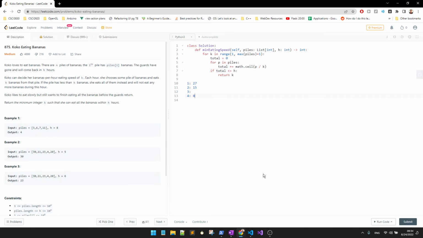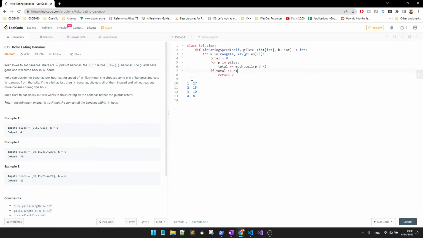This one, I believe, what is it, 8? I don't even know. It doesn't really matter what the numbers are. The point is they get smaller as the K goes up, right? If you're eating 4 bananas per hour, it's going to take you less time to eat any given pile. Well, a pile that's greater than 4, right? That's the reason we're doing this.